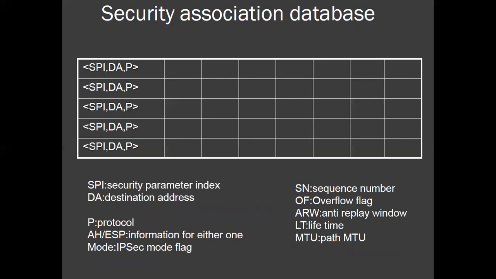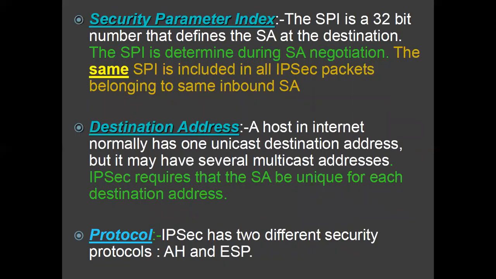Each entry in the inbound security association database is selected using a triple index: the security parameter index, SPI, the destination address, and the protocol to be used. The protocol can be AH or ESP, and the mode can be the IPsec mode flag, whether it is set or not. Then it can have a sequence number, overflow flag, anti-replay window, the lifetime, and then the path maximum transfer unit. So what is SPI, that is, the security parameter index? As we have seen earlier also, it is a 32-bit number that defines the security association at the destination.